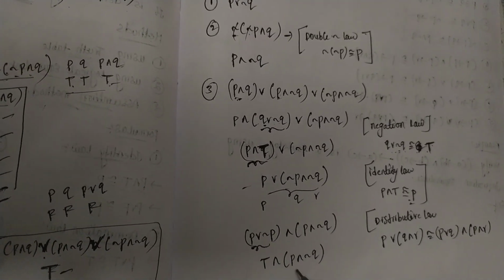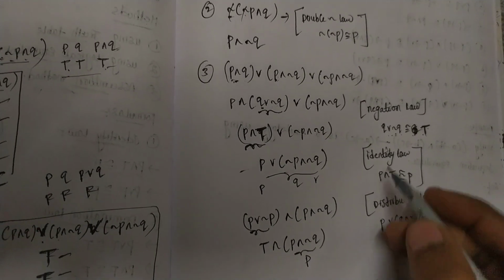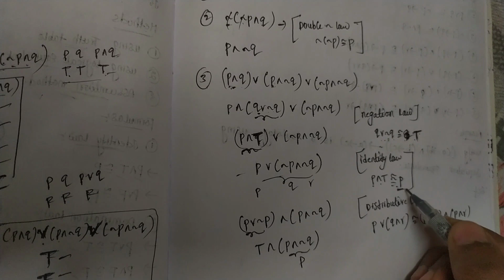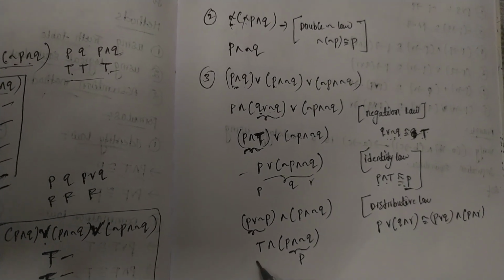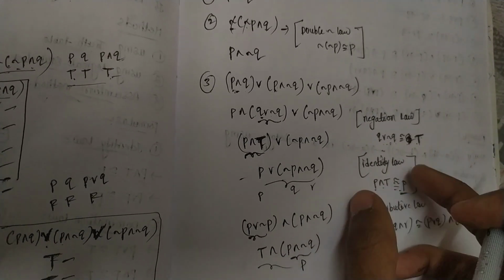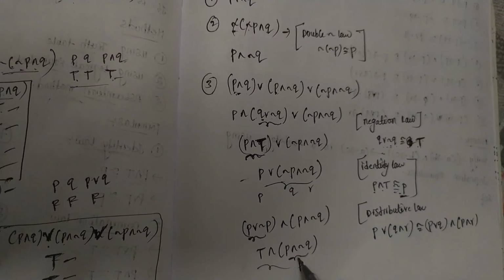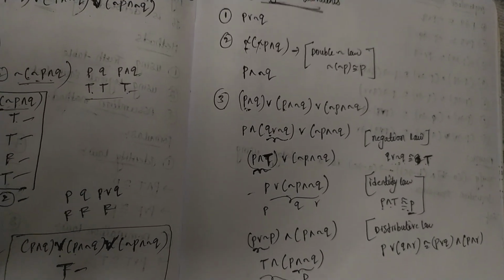Here take P or negation Q as one part. In the identity law, P and T is equivalent to what value? P only. So by using this formula, the value is P and negation Q. So it is the answer for the third one.